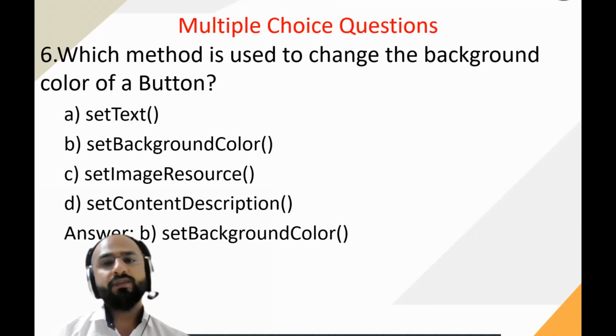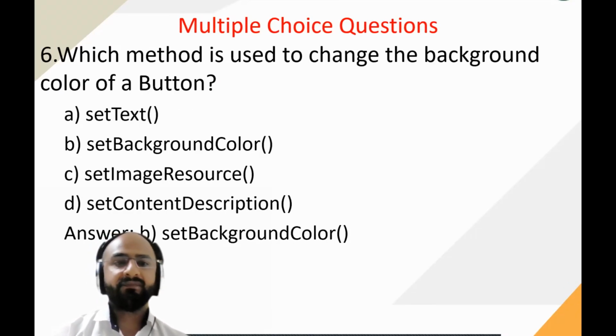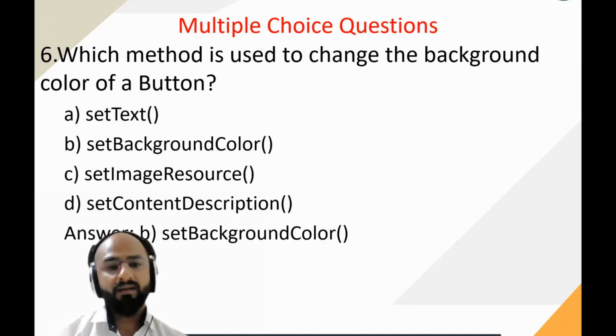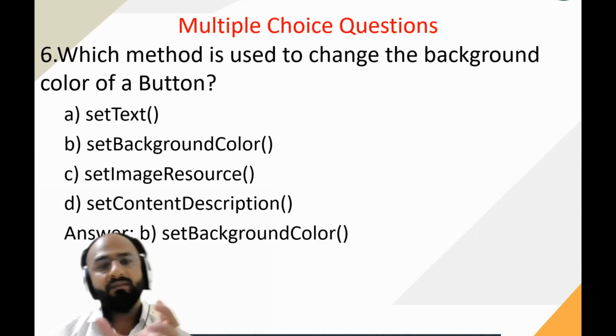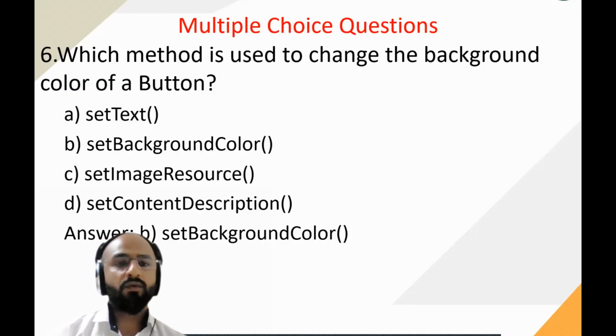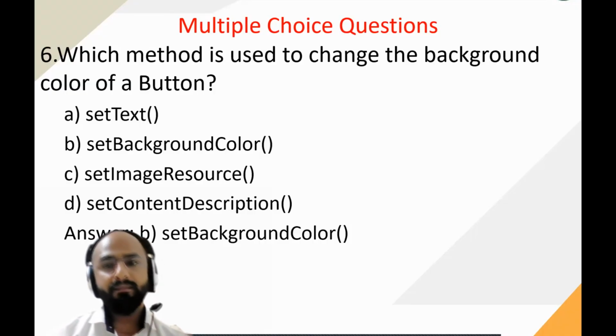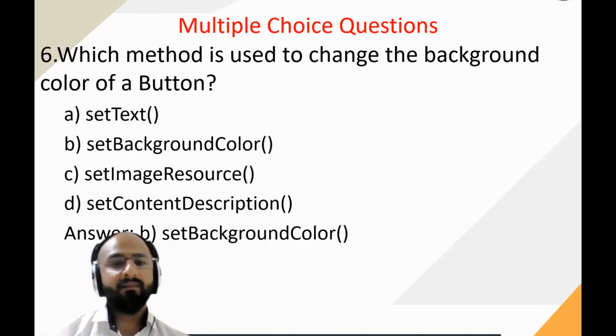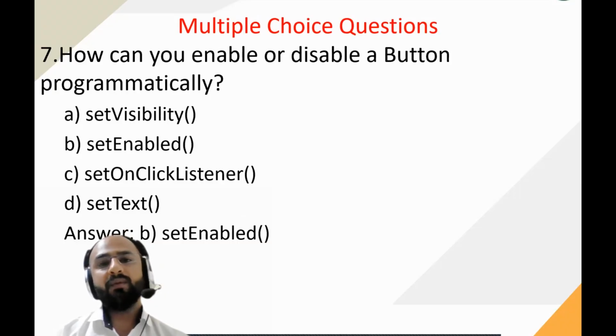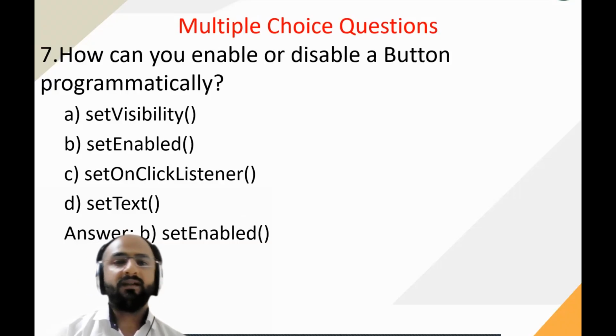Which method is used to change the background color of a button? Set text, set background color, set image resource, set content description. So right answer is set background color. अगर आपको बटन के ऊपर का जो टेक्स्ट है वो टेक्स्ट को अगर उसका कलर चेंज करना है या फिर बैकग्राउंड का कलर चेंज करना है तो बैकग्राउंड का कलर चेंज करने में कौन सा मेथड रहेगा? सेट बैकग्राउंड कलर.